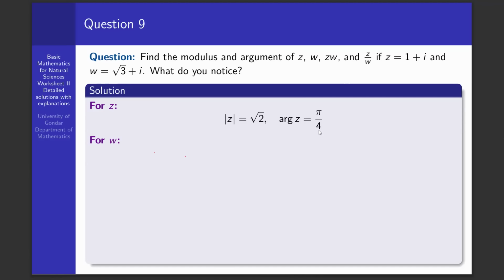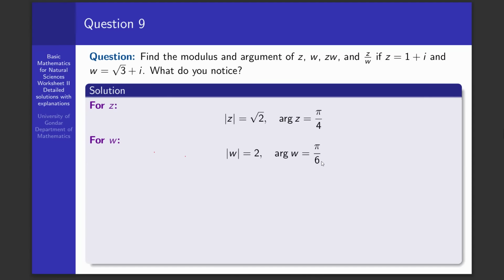Similarly for w, which is given to be radical 3 plus i, its norm, or simply modulus, is the square root of radical 3 squared plus 1 squared, which is the square root of 4. That's simply 2, since the norm is positive. And its argument, that's the angle between the positive x-axis, will be tan inverse of 1 over radical 3, or arctan of 1 over radical 3, which is pi over 6.